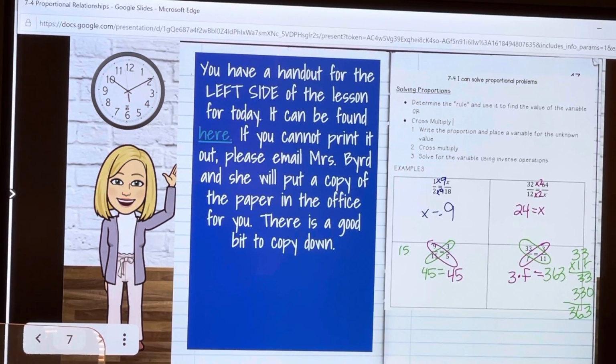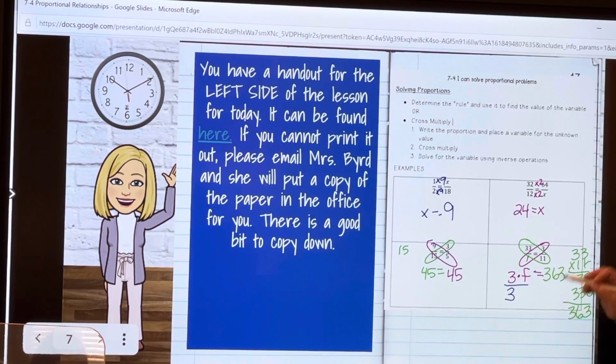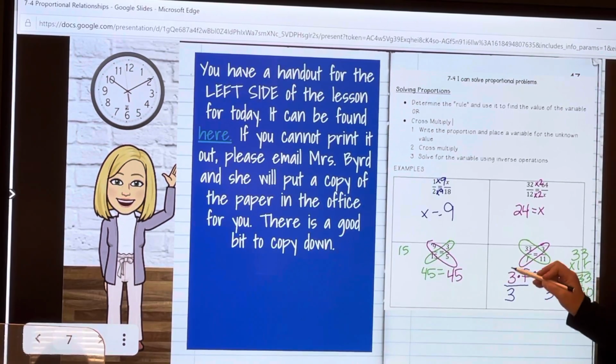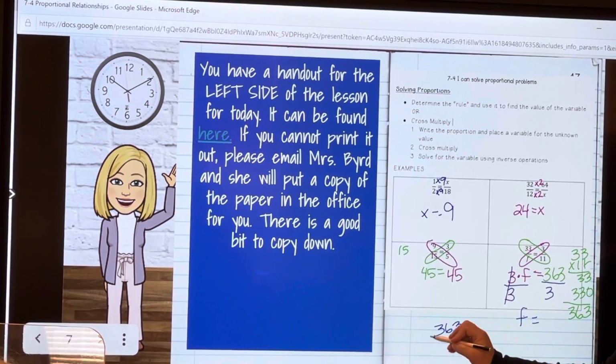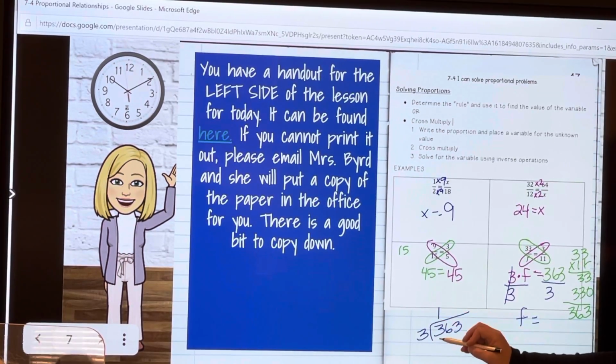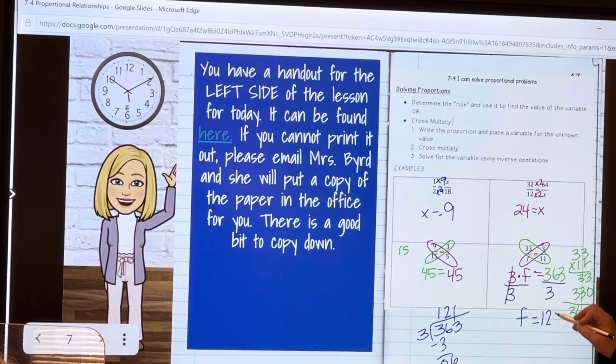You should get 363. So, if I'm multiplying 3 times f, what is the inverse of multiplication? Division. So if I divide by 3 over here with the f, what must I do on the right? Divide by 3. So my 3's cancel out, and I'm just left with f. Now I've got to do 363 divided by 3. How many times will 3 go into 3? 1. So what's my answer? 121.